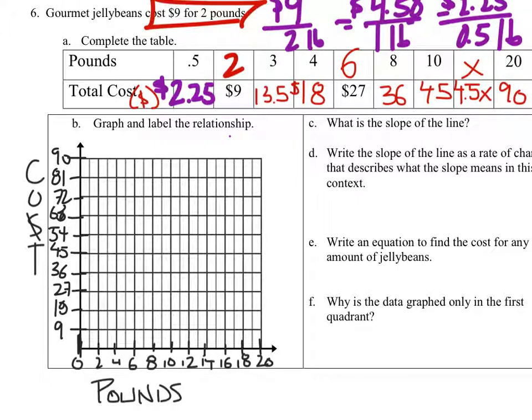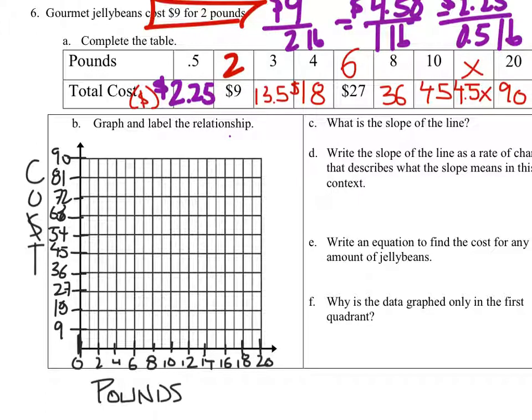That is a great question. The pounds are independent and the cost depends on the pounds, so the pounds have to be on the x-axis. If you put the pounds on the y-axis, you will lose points on a test, or it would give you like a 2, because it demonstrates that you don't really know what is going on. Okay? All right, now that we've got these, let's put these points up in here.